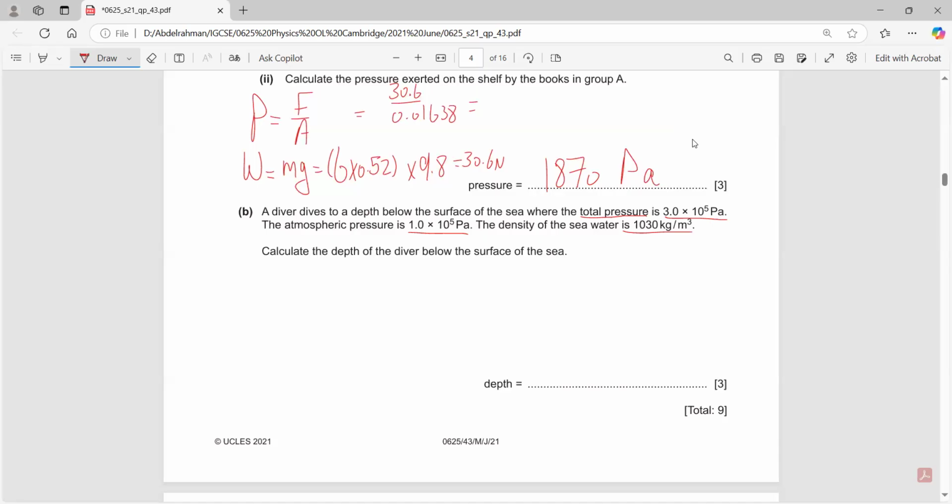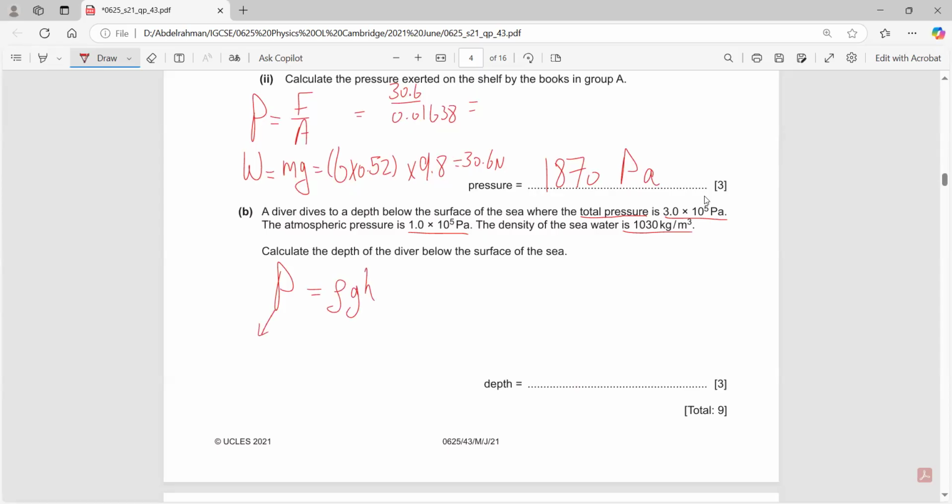How can I find the depth of the diver? First of all, pressure equals rho gh. When I'm talking about the pressure of the water, I say pressure equals rho gh.